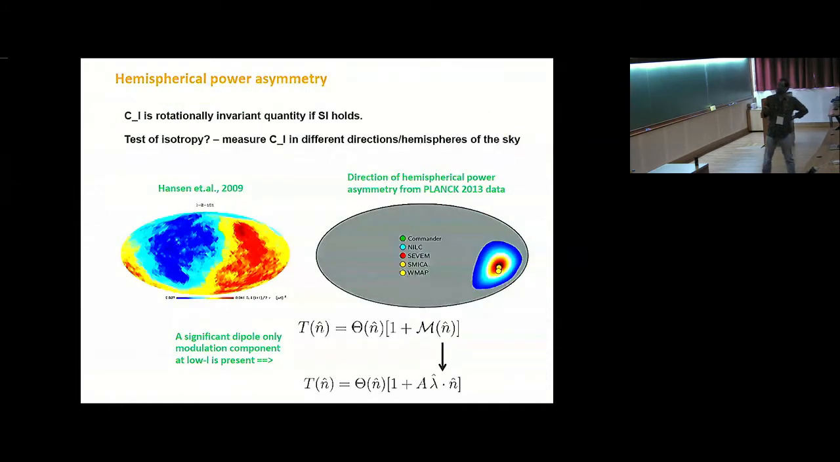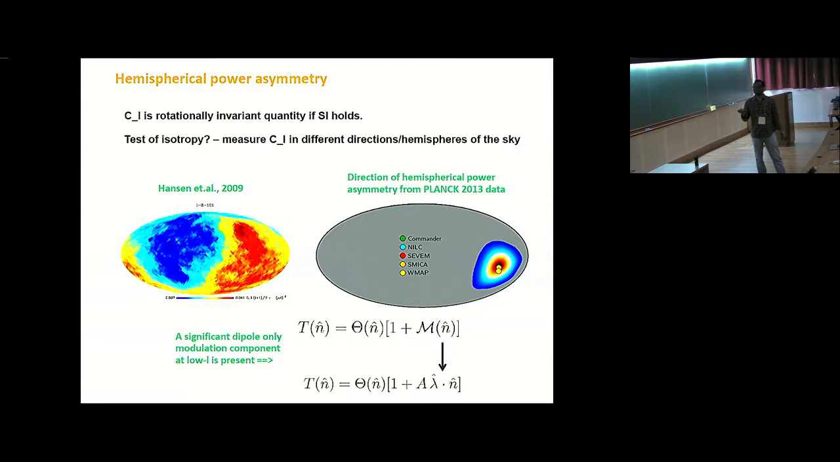Then there is the hemispherical power asymmetry. The power spectrum C_L of the CMB map is supposed to be rotationally invariant. However, when you compute the power in different hemispheres, there is an excess power in one hemisphere compared to the other, given by this direction. This has come to be modeled as a dipole modulation of otherwise isotropic CMB anisotropies, pointing in this direction, with an amplitude of roughly 7 percent, 0.07, and a significance of about 3 sigma.